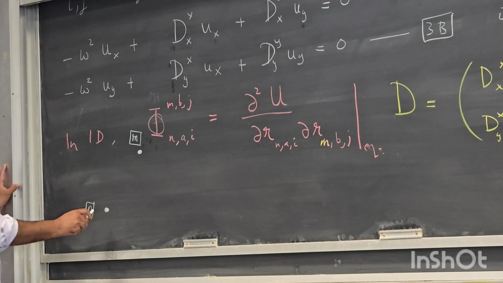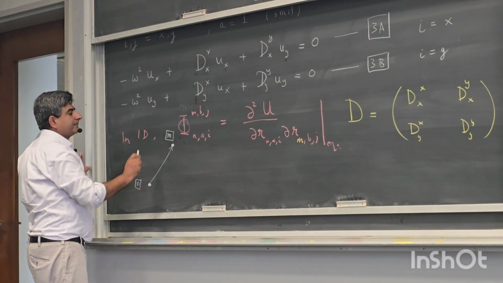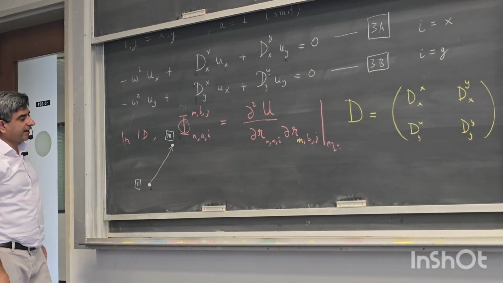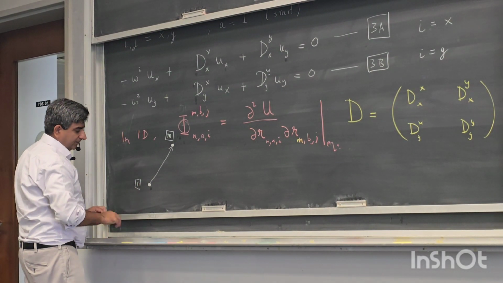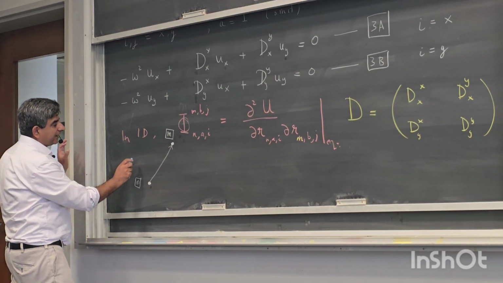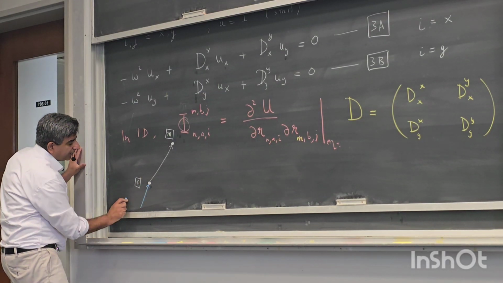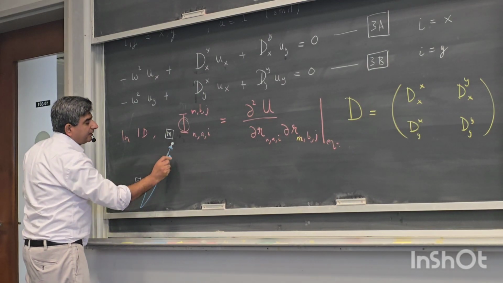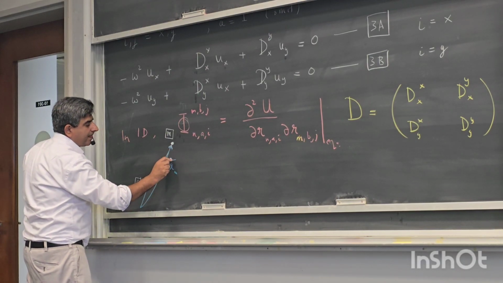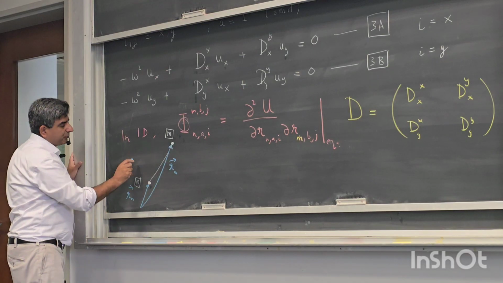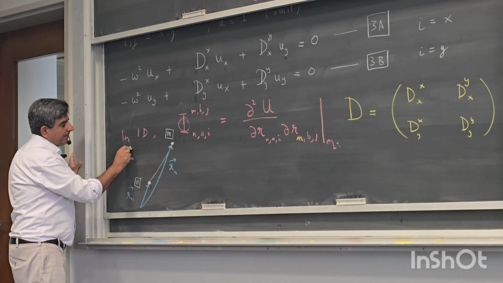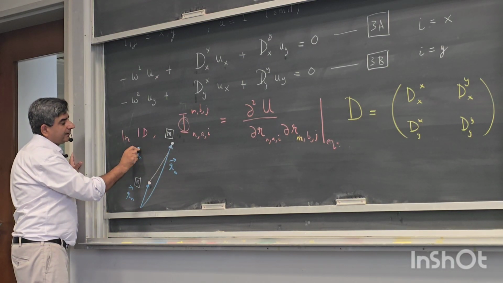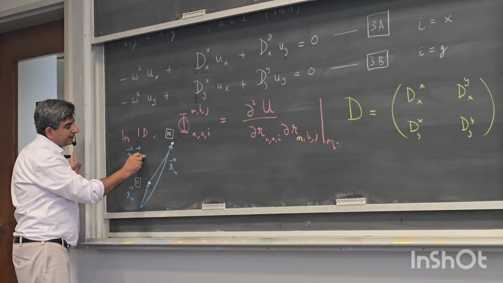Alright, so now these points are connected by a vector. So that vector, if this position vector is Rn, this position vector is Rm, then this vector joining m to n is Rm minus Rn. Let's call this W.